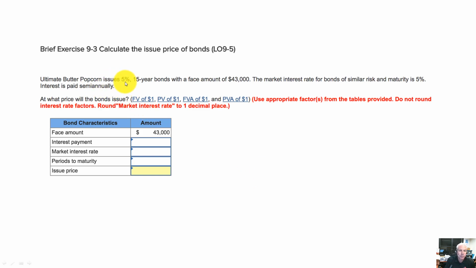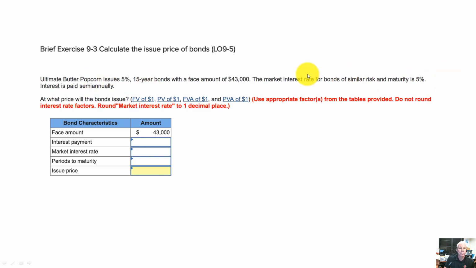Ultimate Butter Popcorn issues 5% 15-year bonds with a face amount of $43,000. The market interest rate for bonds of similar risk and maturity is 5%. So this is key. Remember, there's two interest rates. Can you find the stated rate or coupon rate? Yes, 5%. What is the discount rate, the market rate of interest? 5%. So the stated rate is equal to the market rate.